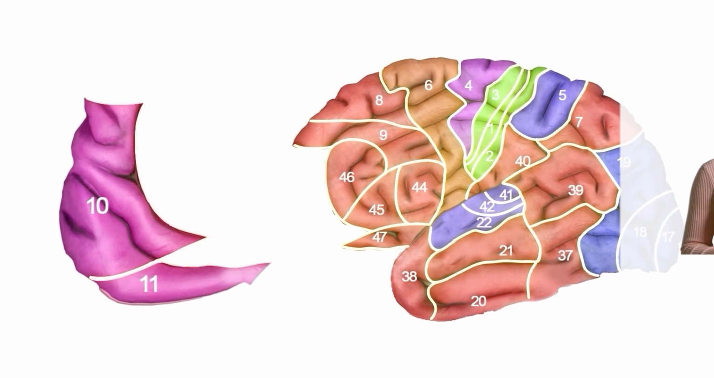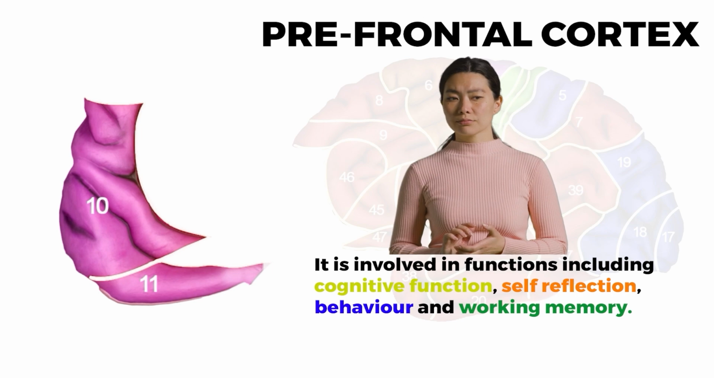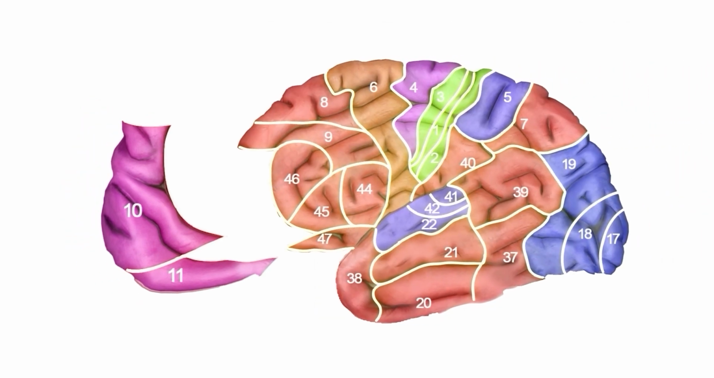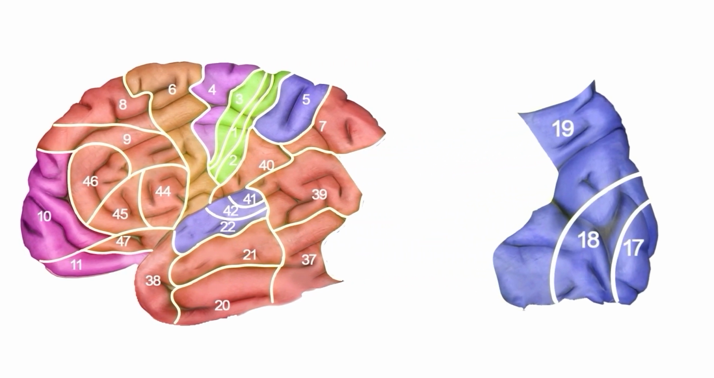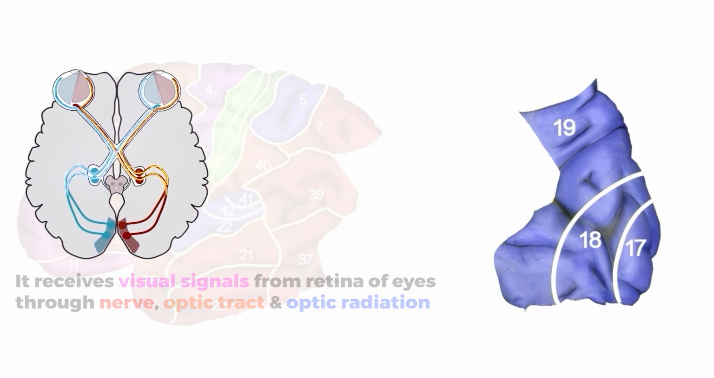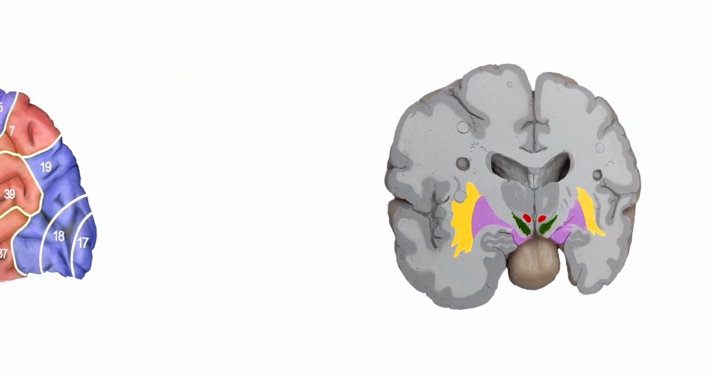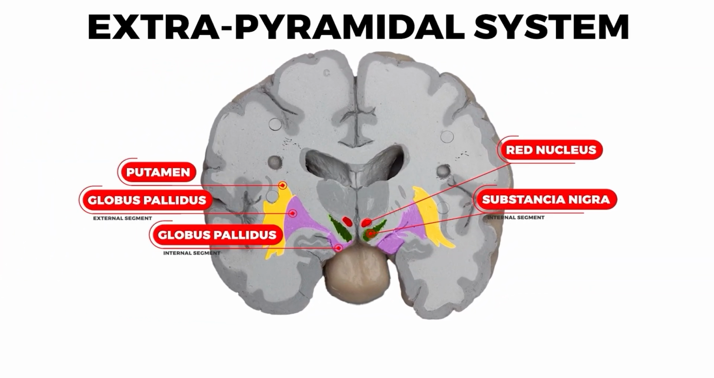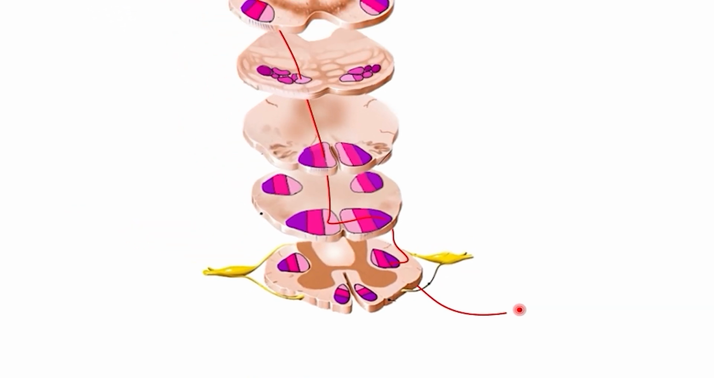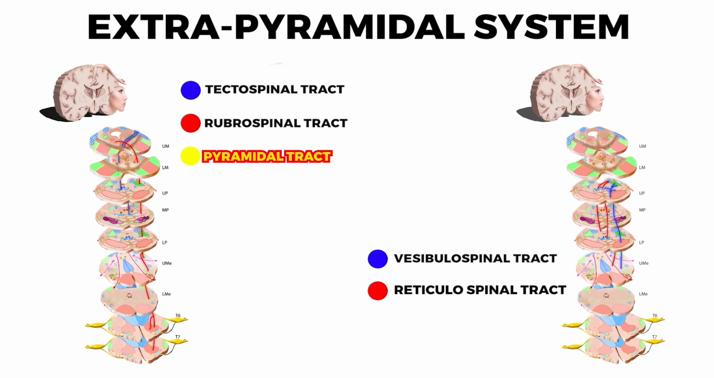Areas 10 and 11 are the prefrontal cortex, a highly evolved part of the brain involved in cognitive function, self-reflection, behavior, and working memory. Then 17, 18, and 19 are the visual cortex, receiving signals through the optic nerve, optic chiasm, and lateral geniculate body. All optical signals are processed here. In the extrapyramidal system, the putamen, globus pallidus, red nucleus, and substantia nigra pass their tracts down through 4 tracts: the tectospinal, rubrospinal, vestibulospinal, and reticulospinal tracts.